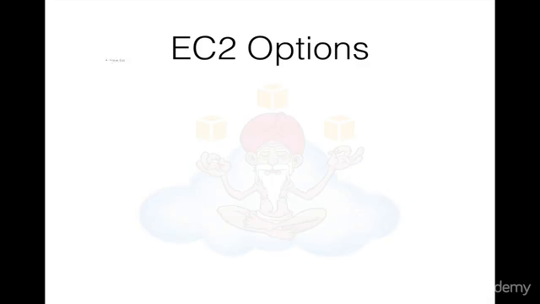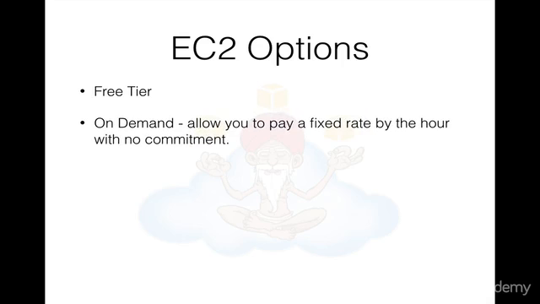So let's have a look at the different EC2 pricing options. Free tier is the pricing option that we're using for this course. That's where you get 735 hours free on certain micro instances. Then you've got on demand, which allows you to pay a fixed rate by the hour with no commitment. So that's your hourly billing scenario.